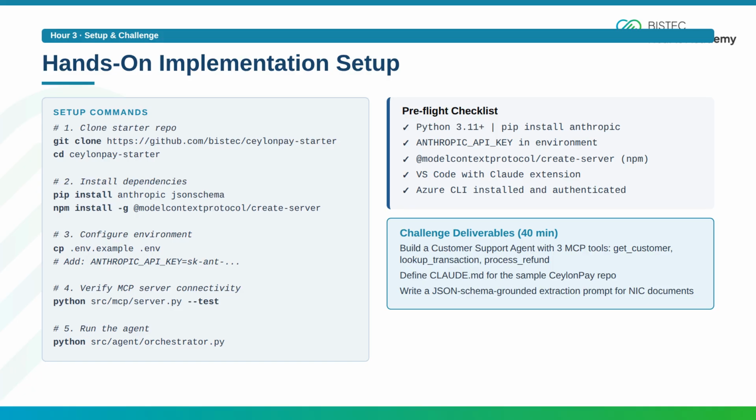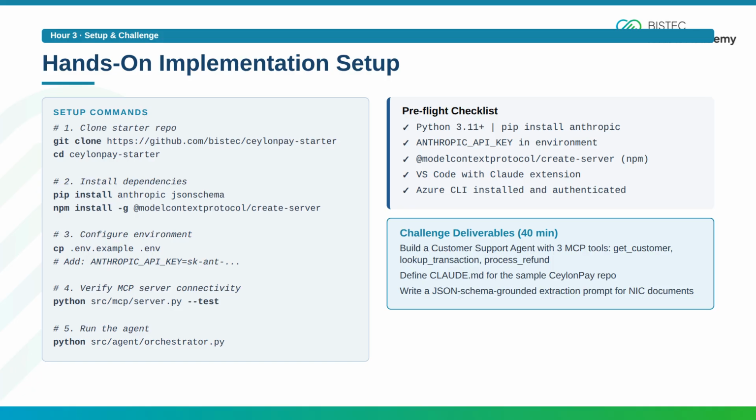The pre-flight checklist on this slide covers the 5 prerequisites. Python 3.11 or later, with Anthropic installed, a valid Anthropic API key, the MCP server scaffold installed globally via npm, VS Code with the Claude extension, and Azure CLI authenticated to the SalonPay tenant. By the end of hour 3, your agent should be able to take a support query.